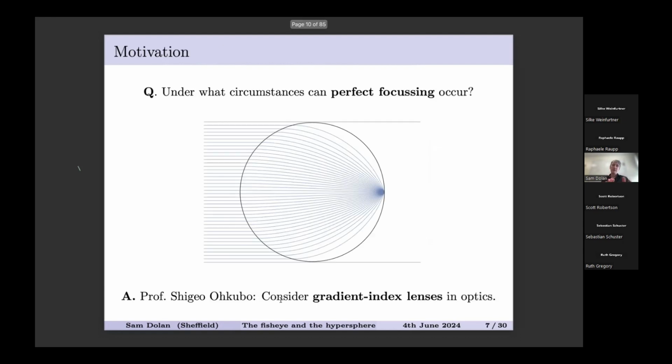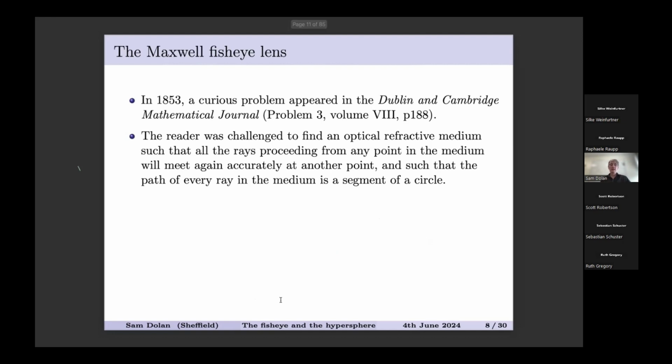But it's in fact not the Lundberg lens I'm going to be looking at today, but an even older idea that goes back to 1853. In 1853, a curious problem appeared in the Dublin and Cambridge Mathematical Journal. The reader was challenged to find an optical refractive medium such that all the rays proceeding from any point in the medium will meet again accurately at another point, and such that the path of every ray in the medium is a segment of a circle.